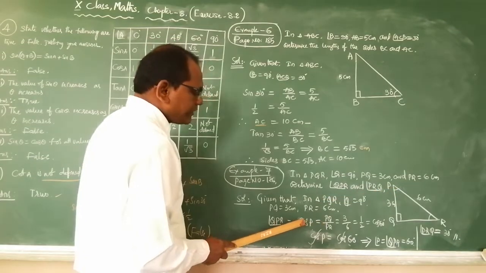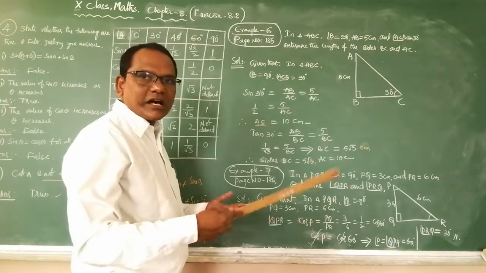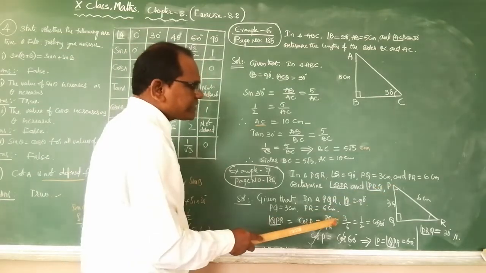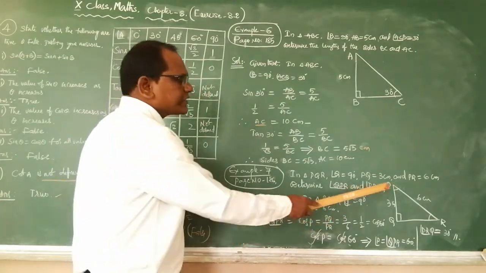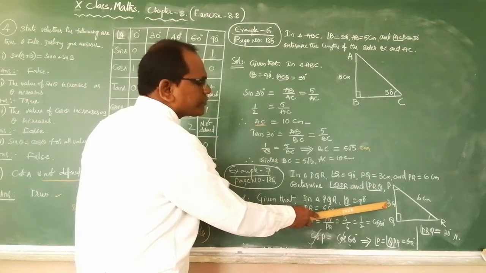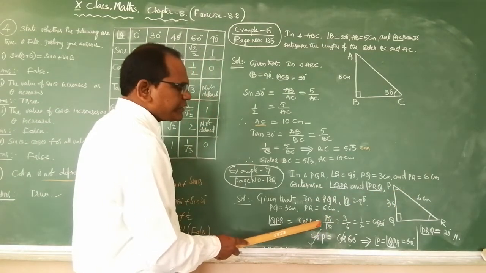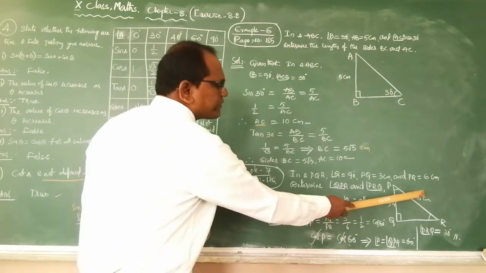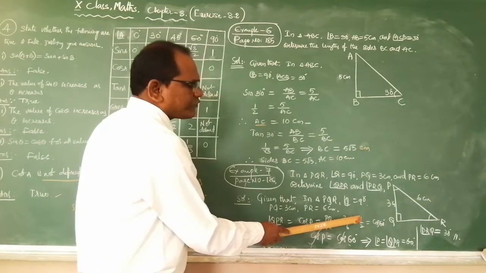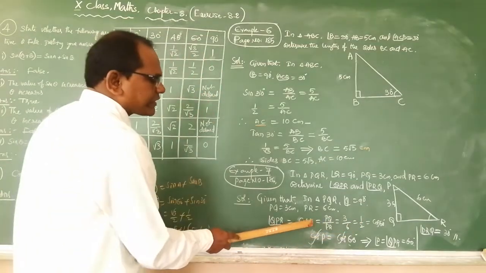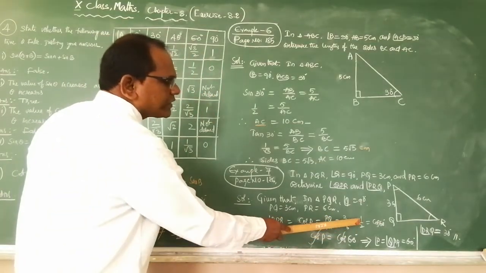For P, I am going to take cos P. What is the definition of cos P? The side adjacent to P over the hypotenuse. The side adjacent to P is PQ, and the hypotenuse is PR, so PQ by PR. Therefore cos P equals 3 by 6, which is 1 by 2. So cos P equals 1 by 2.